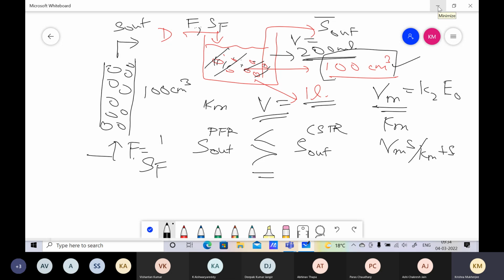This is something which would have been answered very easily if you have done a reaction engineering course very well. This is actually the basics of it. Tell me. Sir, S out PFR would be higher. Unfortunately, you had a 50% chance of being wrong and you got it wrong. No, sir, it would be because the average density of this substrate would be higher in the plug flow reactor.